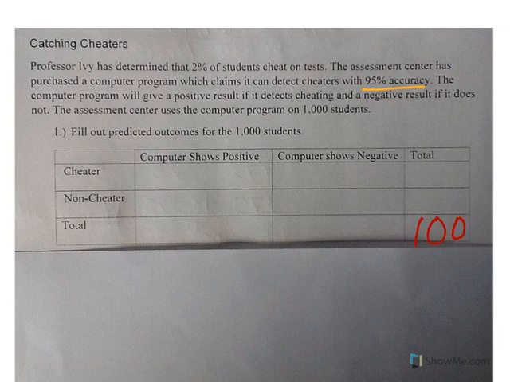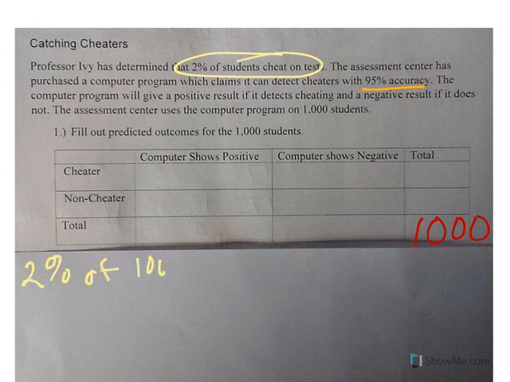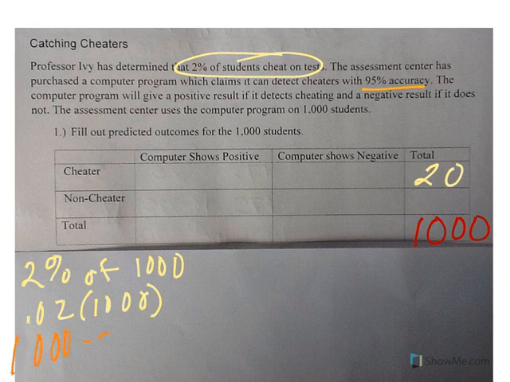So our total is 1,000. And you're thinking, well, I don't know about the totals. Well, sure you do. 2% cheat. So 2% of the 1,000 will be cheaters. 0.02 times 1,000 gives me 20 cheaters. And if I have 1,000 total and 20 of them are cheating, that means 980 are not cheating.